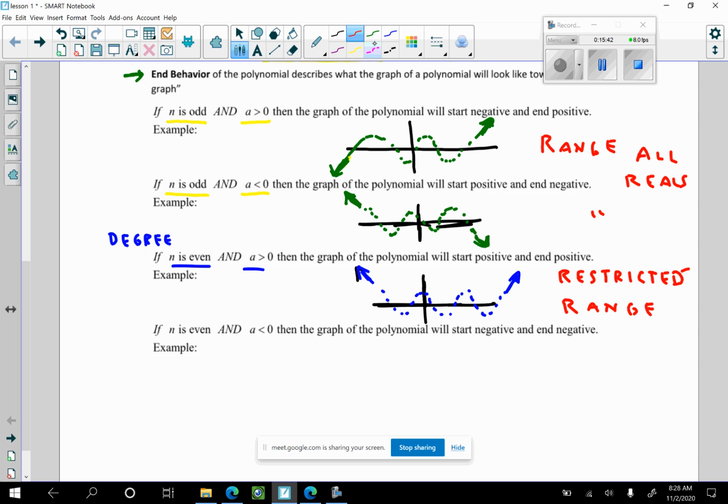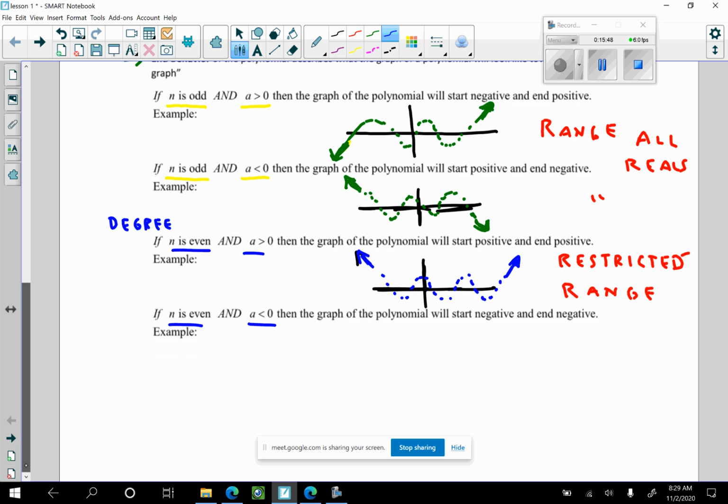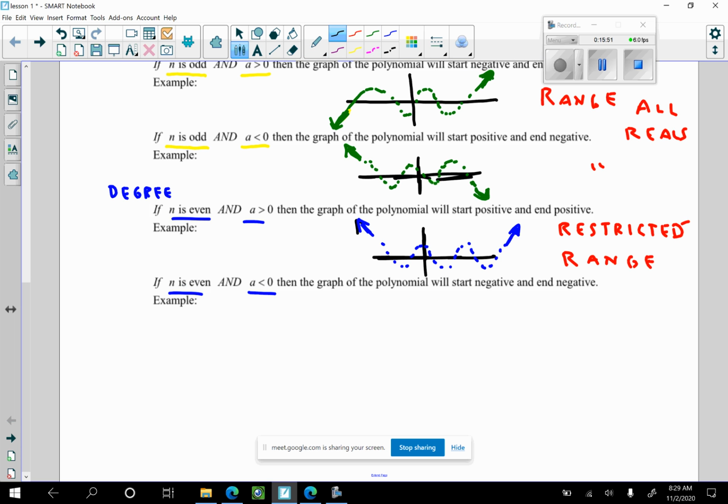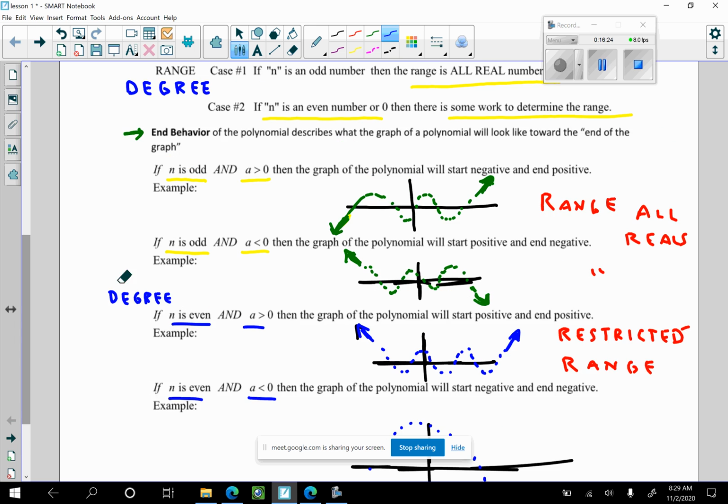Now if I have n even and the leading coefficient negative, what's going to happen? The graph is going to start negative and end negative. So it's going to do this. We don't know what's going to happen in the middle. It could just do that. Start negative and end negative. We know it's going to be connected because it's a polynomial. This is very, very important. All right, questions about end behavior?